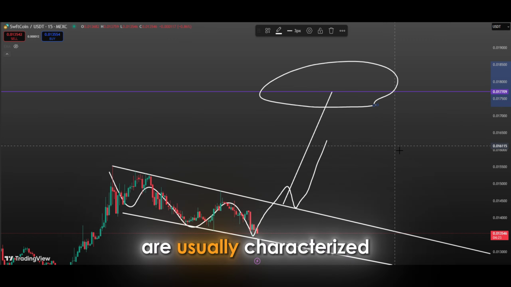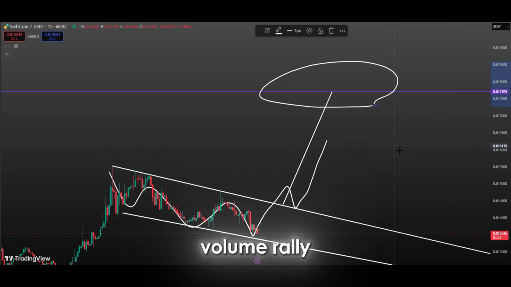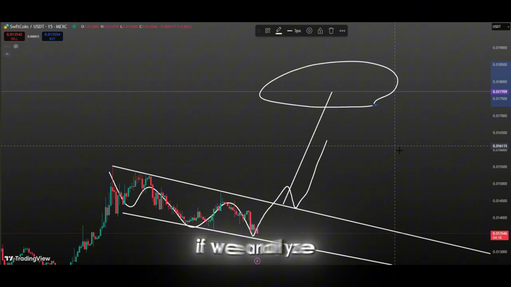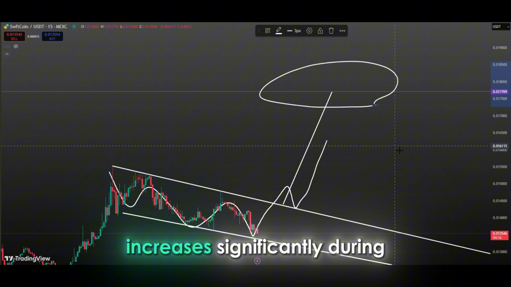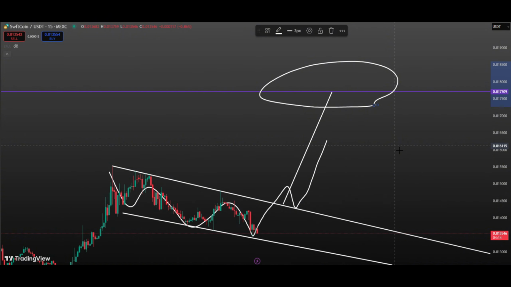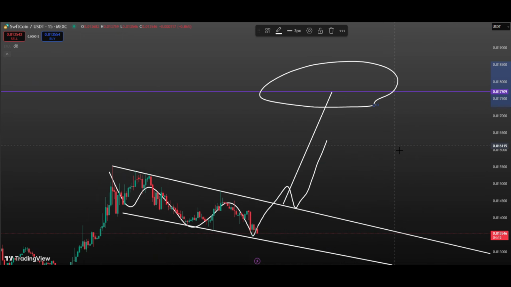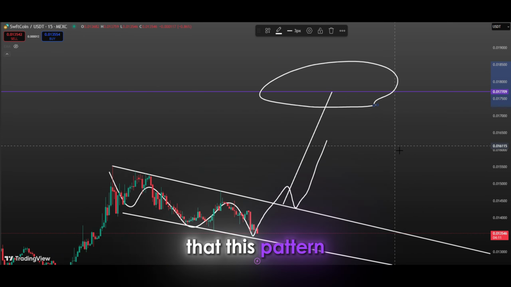There is one particularly important point to note here. Flag patterns are usually characterized by a high-volume rally, followed by a low-volume pullback. This seems to be the case in the current chart. If we analyze the volume analysis, we can notice that the trading volume increases significantly during the uptrend, while the volume decreases significantly along the flag zone. This clearly shows that this pattern meets the criteria of a classic flag pattern.